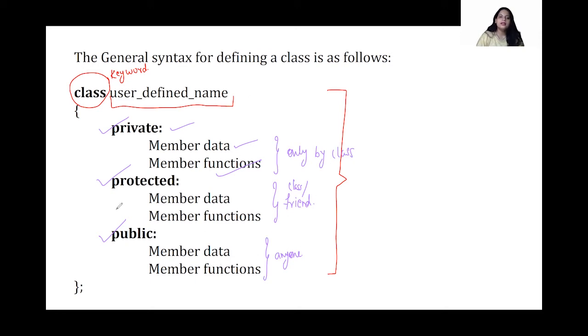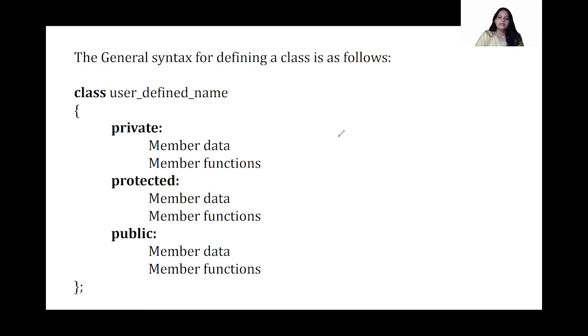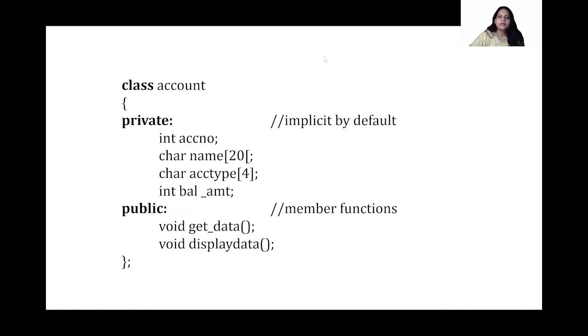So this is the general syntax for defining a class. Once we declare something like this, our class is ready. Now we can create our objects. For example, I have an example here. Look at it carefully. I have class, so this is going to remain the same. This is a keyword and I'm naming this class as account.